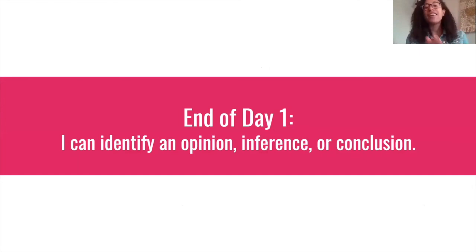All right, so that is the end of day one. Just to remind you that our target was I can identify an opinion, inference, or conclusion. This is so important to be a good reader because you want to be able to dive in deep to your text. You don't want to have just words on a page in front of you. You want to be able to think and connect to your text. So being able to form an opinion or an inference or a conclusion are all things that help you think deeply and be active readers. And this is going to help your comprehension a lot.